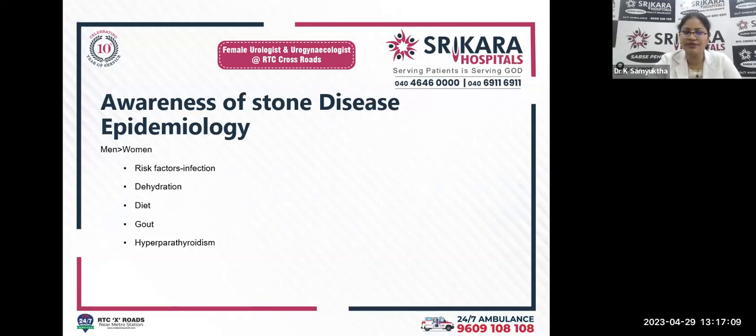Gout is a situation which is seen because of increased uric acid levels in the body. They have severe joint pains and other problems. Even in that, special uric acid stones are formed. The other thing is hyperparathyroidism. Parathyroid is a special gland that is present on the backside of the neck, and an increased amount of that hormone produced can result in increased calcium levels in the urine and result in stone formation.